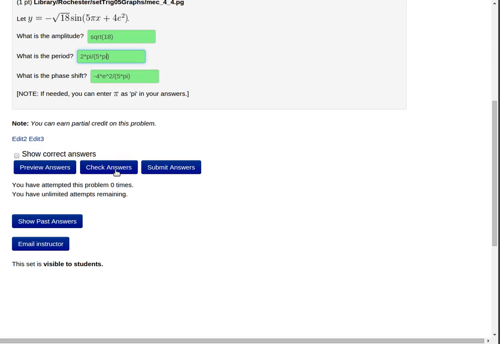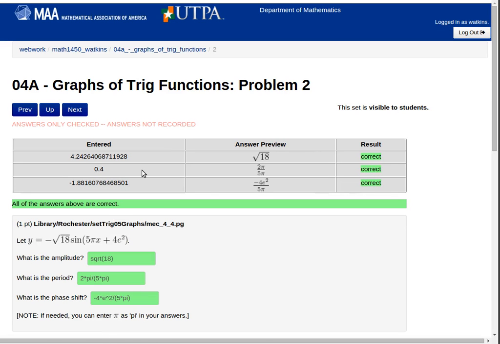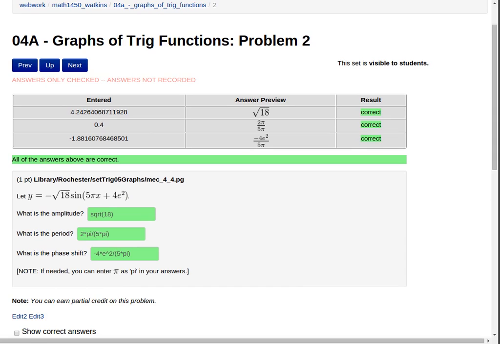And we can check our answers. And of course, those are all correct. All right, hope that helps.